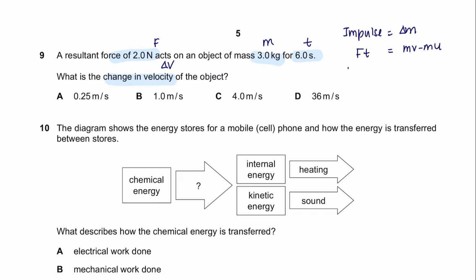So the force here is 2 newtons, time is 6, m is 3 kg, and the change of velocity is what we're looking for over here. So the change of velocity could also be written like this, whereby it is 12 divided by 3, and the answer is 4 meters per second.